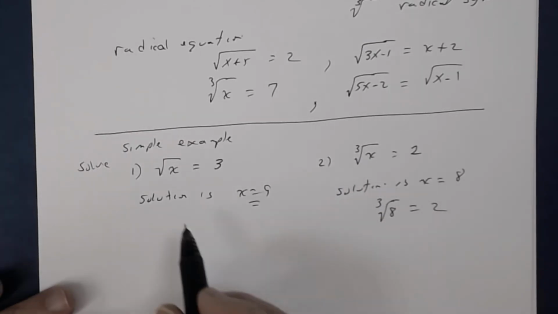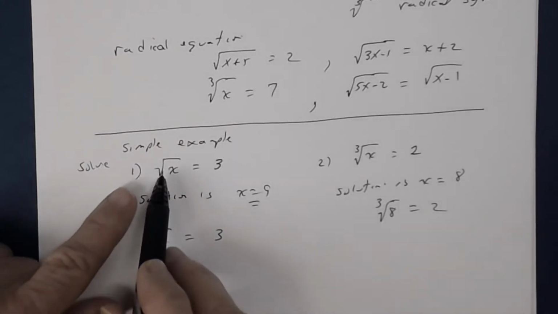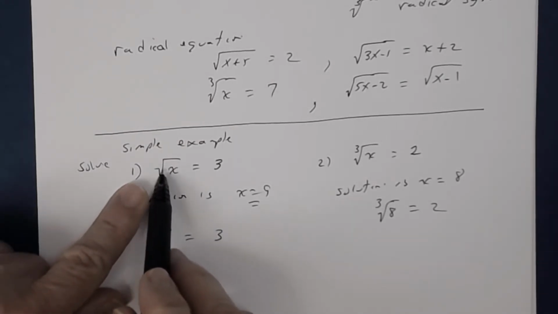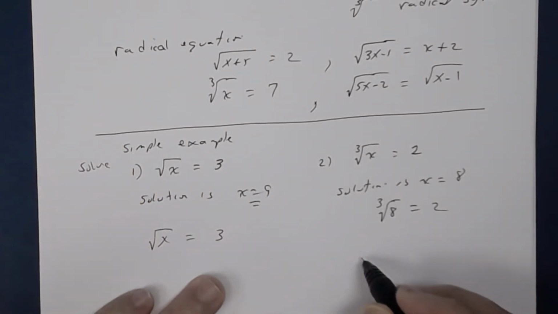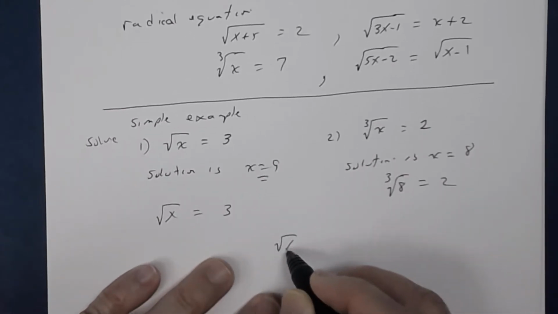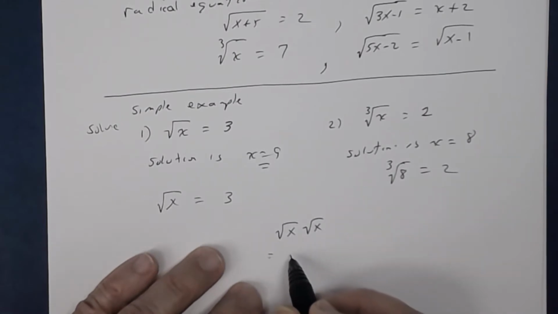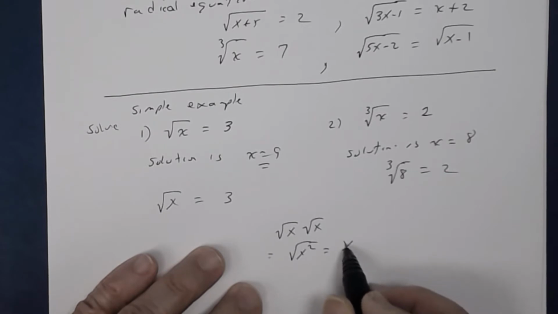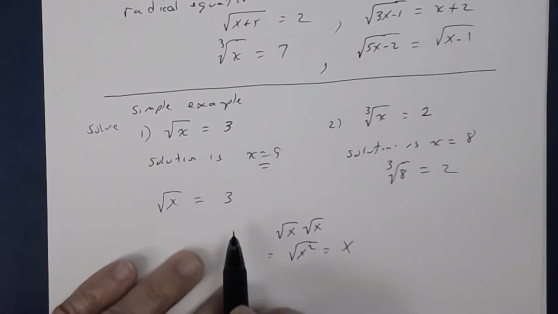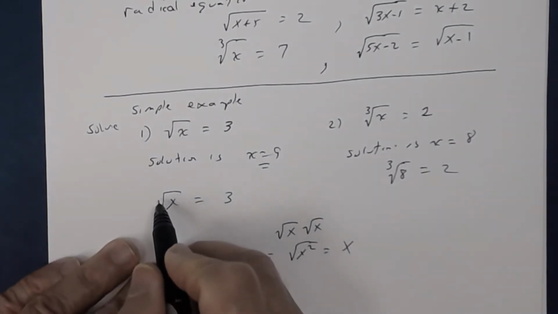So I'm going to go back over here, and I want you to think about this. Do you remember from a previous lesson, what is the square root of x times the square root of x? Well, the square root of x and the square root of x is the square root of x squared, right? And what's the square root of x squared simplified? It's just x.